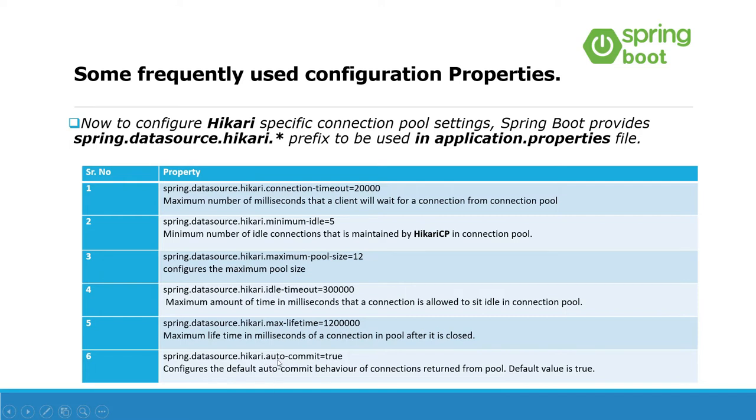Then finally you have auto commit, which I have set as true. You know, in databases the auto commit feature is there, and by default this property is auto commit itself. If you want to make it false, then you can make it false using your Hikari connection pool configuration. So that's all about the concept. Now let's jump into the practical example.